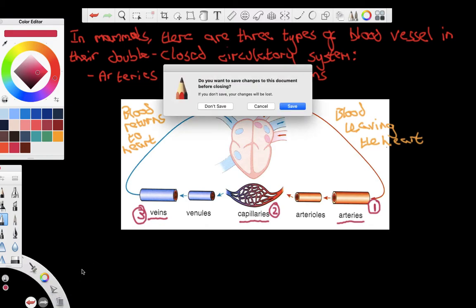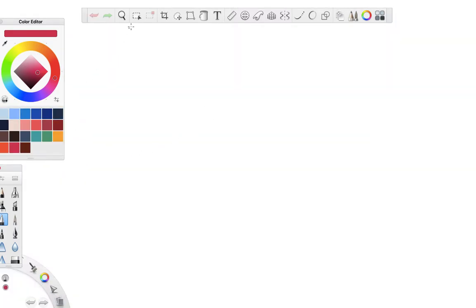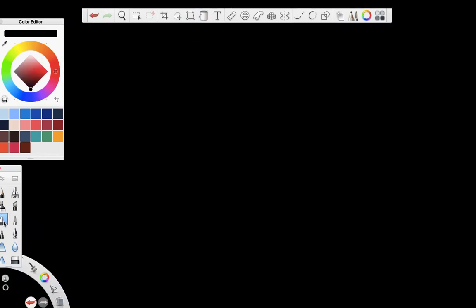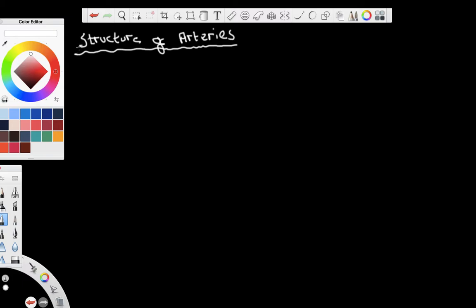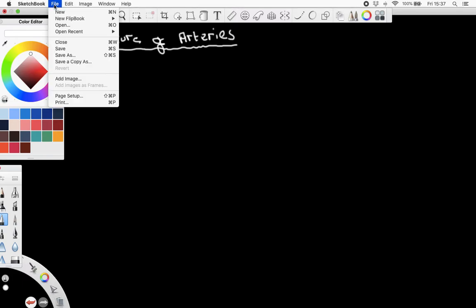Now, for the remainder of this lesson, we're going to first look at the structure of arteries, we're then going to look at the structure of capillaries, and we're then going to look at the structure of veins. Okay? So, let's refresh our page. Let's turn it back to black. Put the subheading, structure of arteries, and underline it. Now I have got an image that we can add to here.